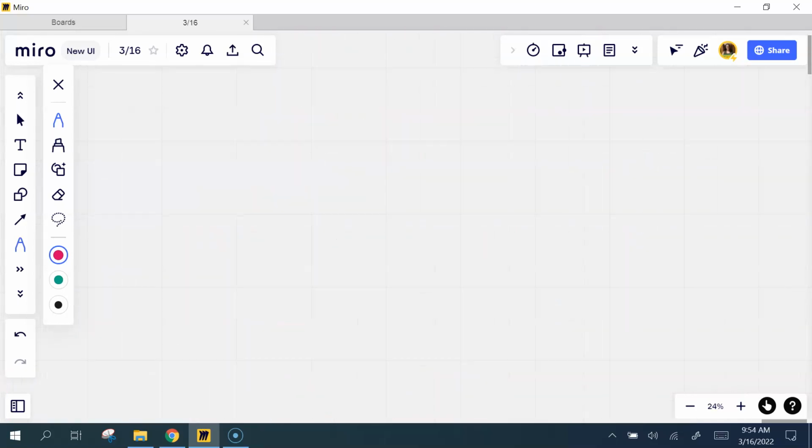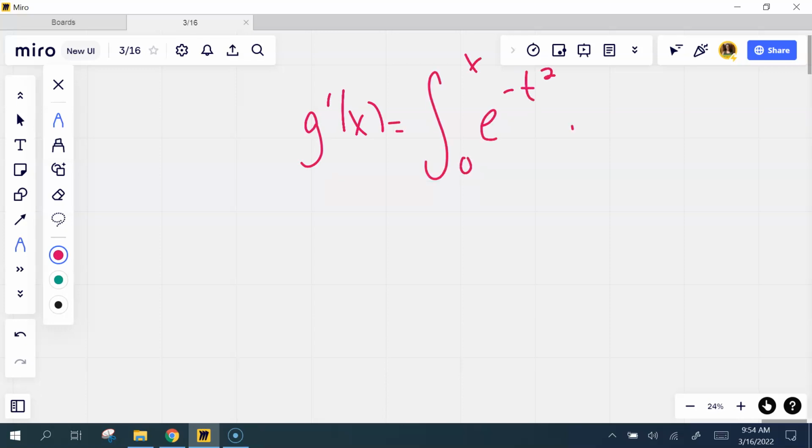I'm going to run through these quickly to try to get through. You've got the derivative equal to the integral from 0 to x of e to the negative t squared dt. I did sign charts again. I'm sure y'all are very surprised by that.